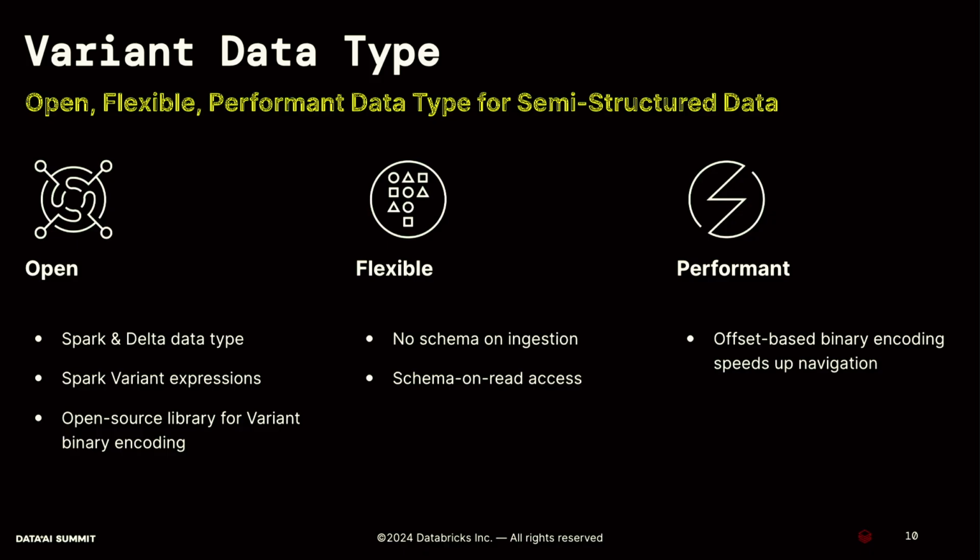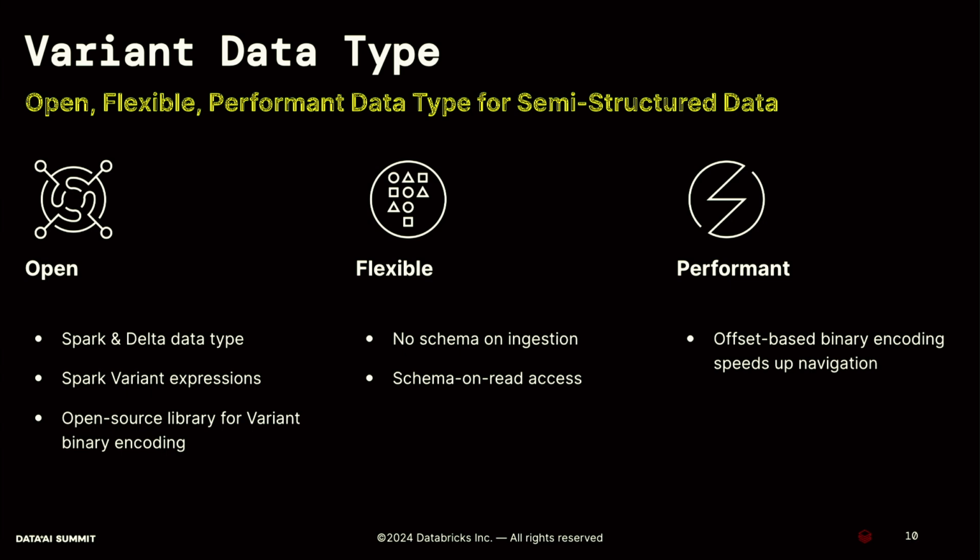So variant has three main components or features to it. One, it's open. All of our code for variant is open source. It's all already been committed to Spark and Delta. There's a new type in both of those systems. There are new variant expressions, and we also have a library that deals with the variant binary encoding format. It's also very flexible. We can put any type of semi-structured data into this type. We don't need a schema when we ingest. There's no schema involved when we ingest the data, and we take a schema on read approach when reading the variant data.